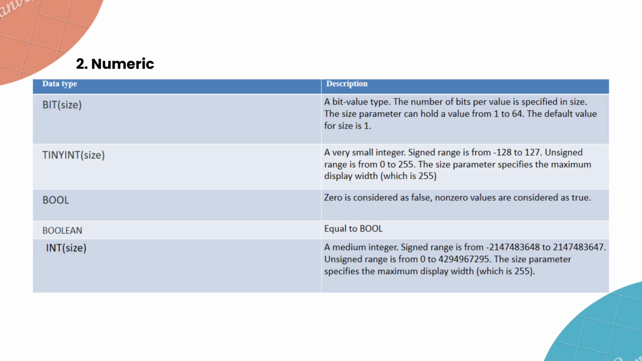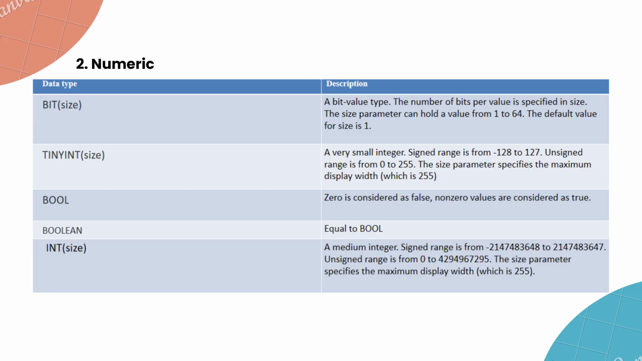Tinyint, a very small integer. Signed range is from -128 to 127. Unsigned range is from 0 to 255. The size parameter specifies the maximum display width, which is 255. Bool: 0 is considered as false. Non-zero values are considered as true.